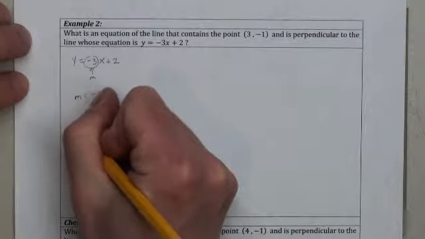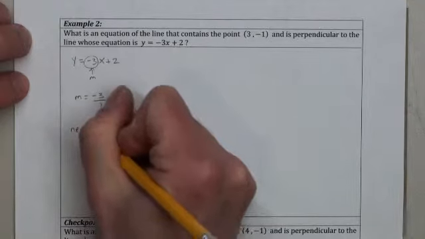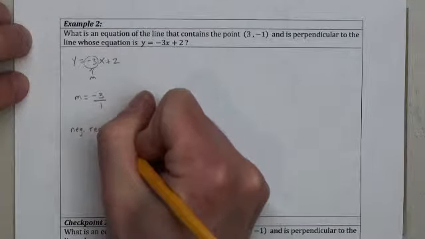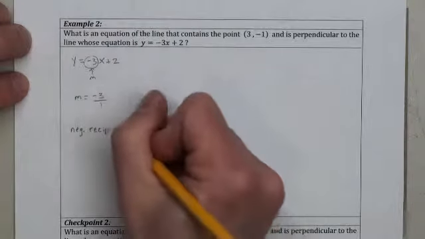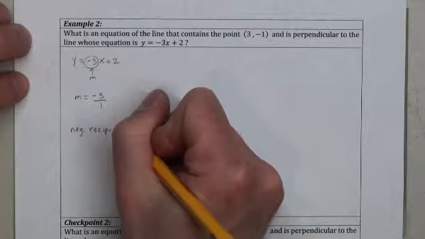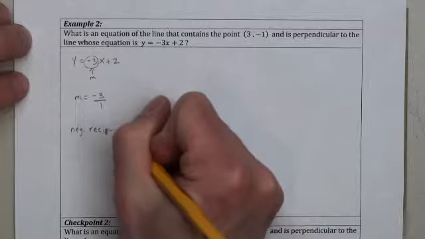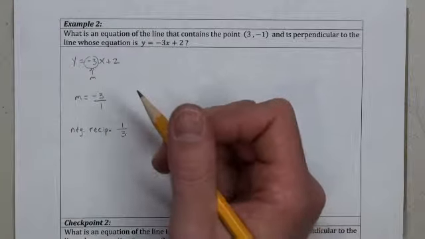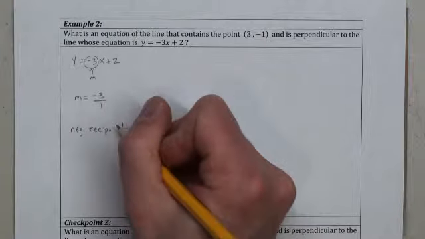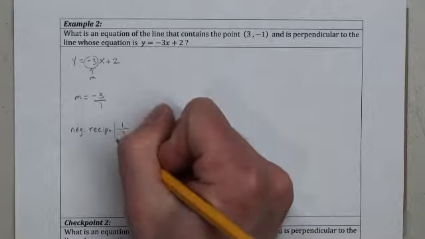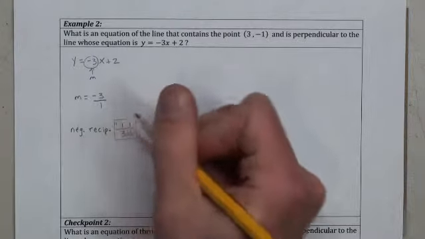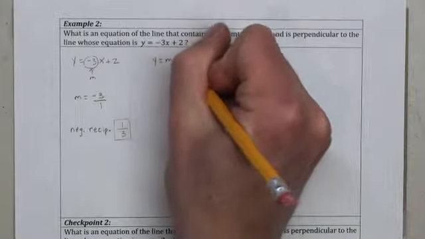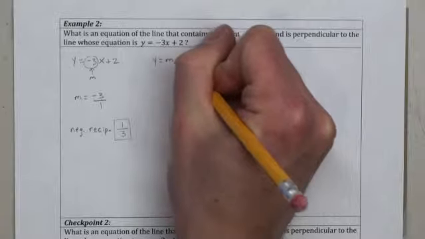Then I want to do the negative reciprocal of that slope because I'm looking for a perpendicular line. Okay, so I need the slope to be the negative reciprocal, which would be 1 over 3, a positive 1 over 3, because we changed the sign. Right? So that's our first piece of information. Now, let's write down y equals mx plus b. Now we got to solve for b.